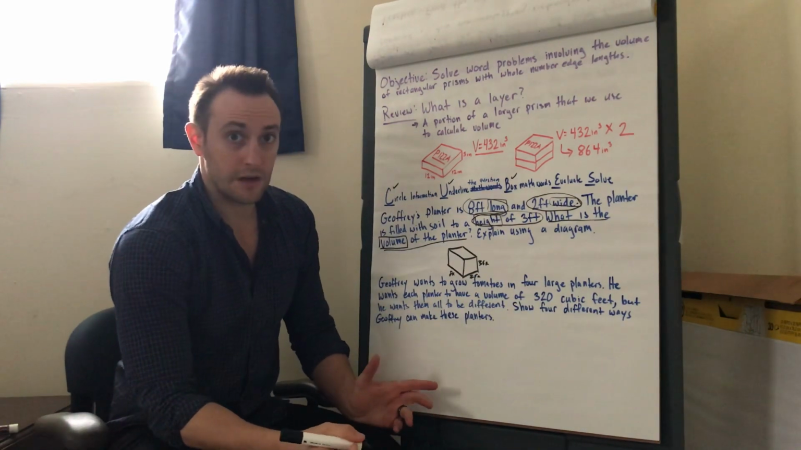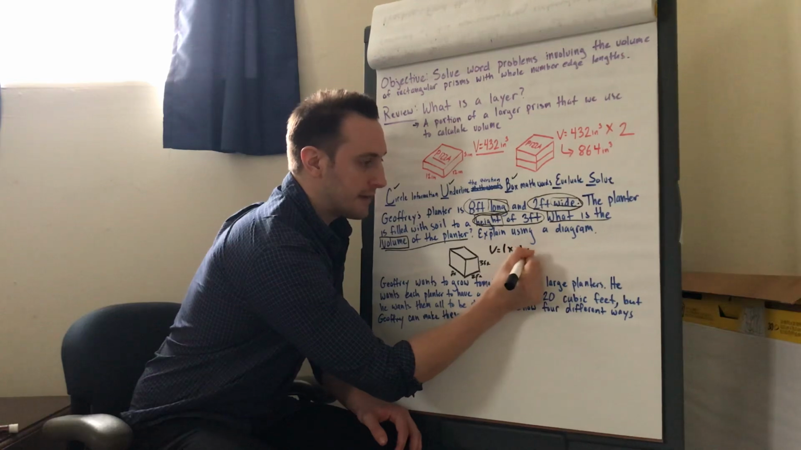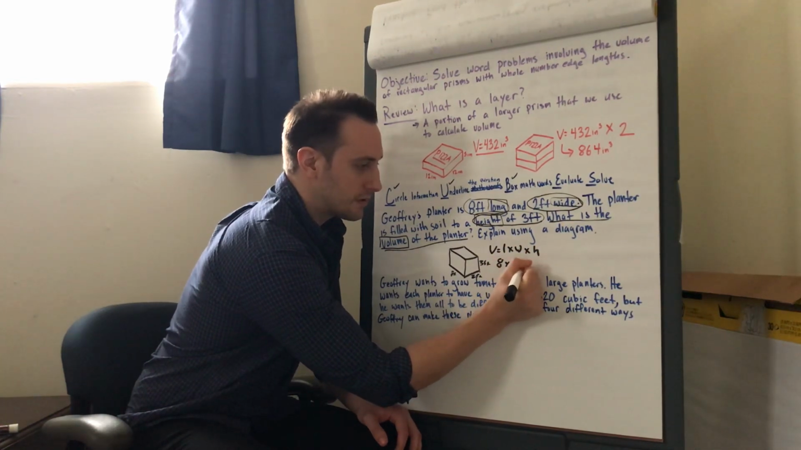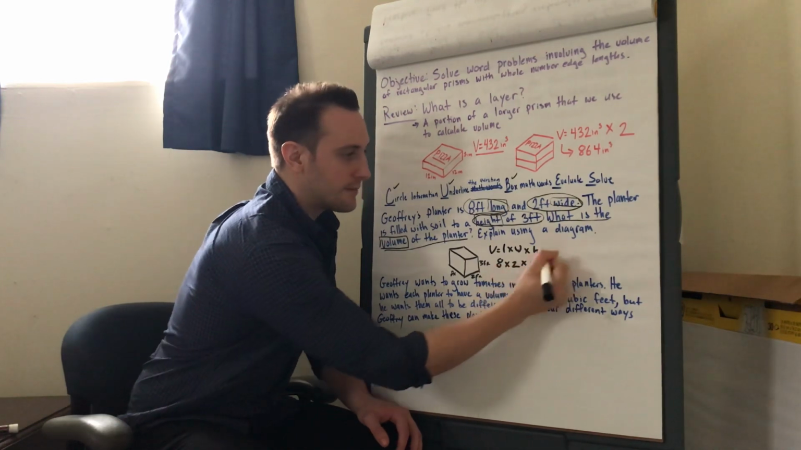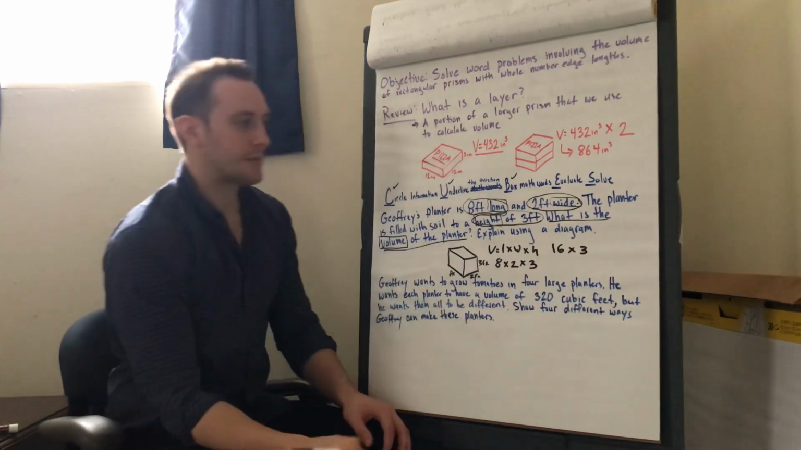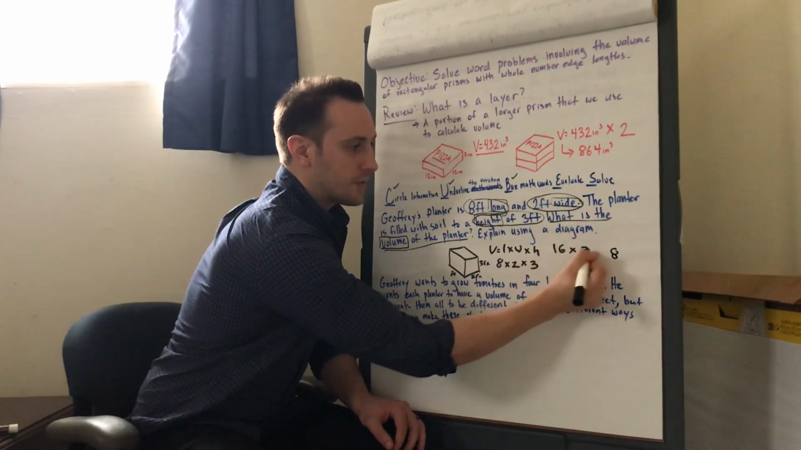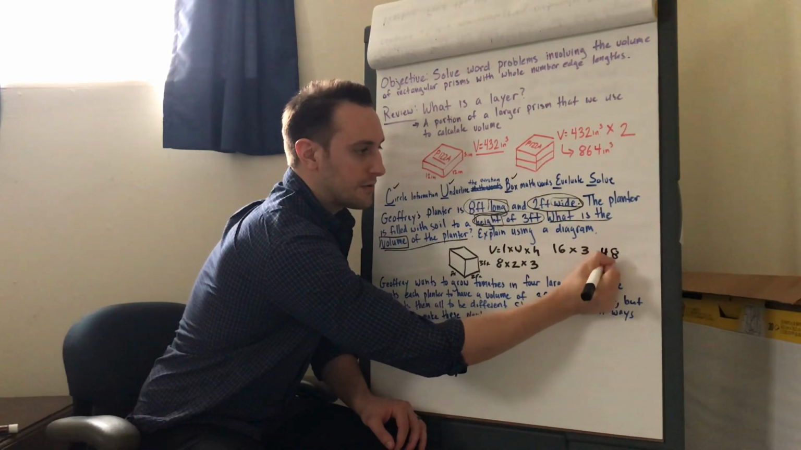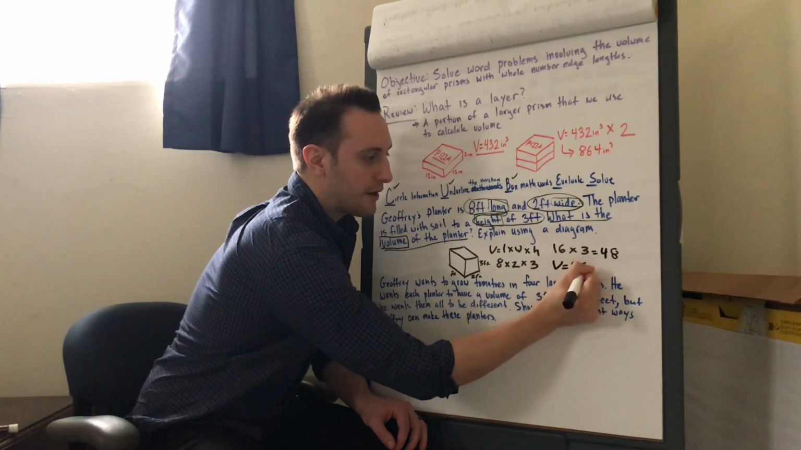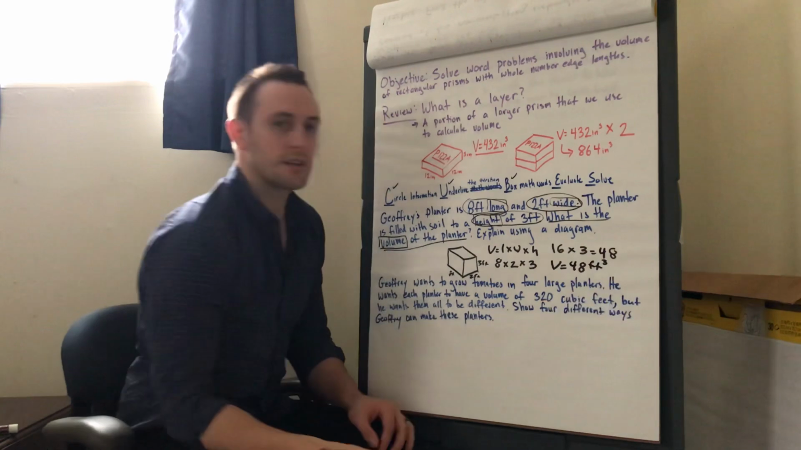So how do I calculate volume? Volume equals length times width times height. So I'm going to do 8 times 2 times 3. 8 times 2 is 16 times 3. 3 times 6 is 18. 3 times 1 is 3, plus 1 is 4. So it has a volume of 48 feet cubed.